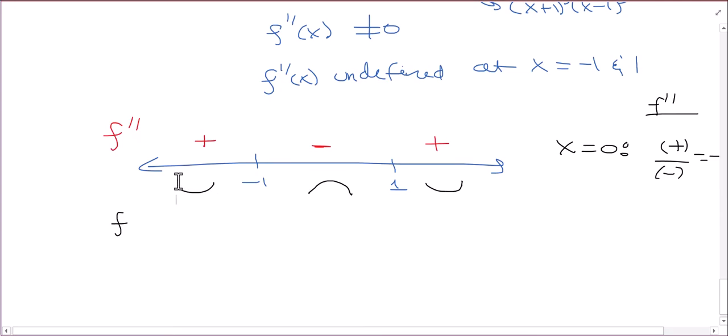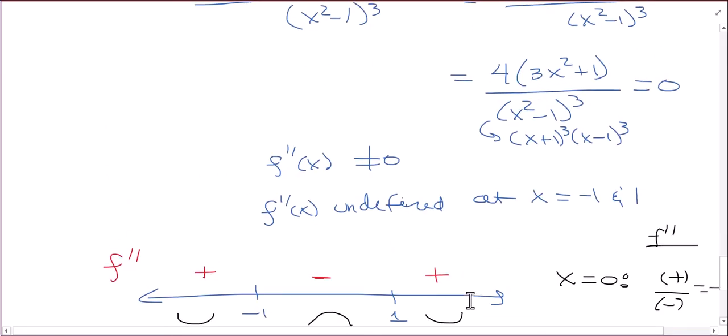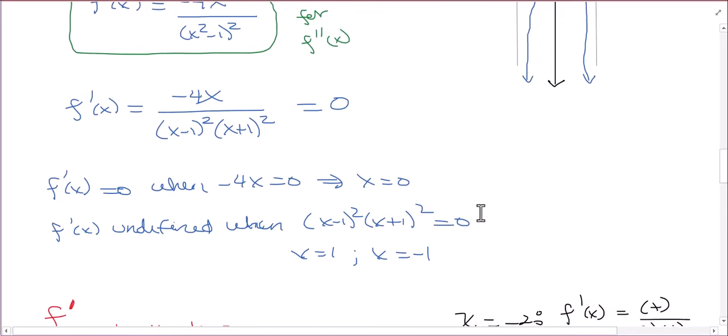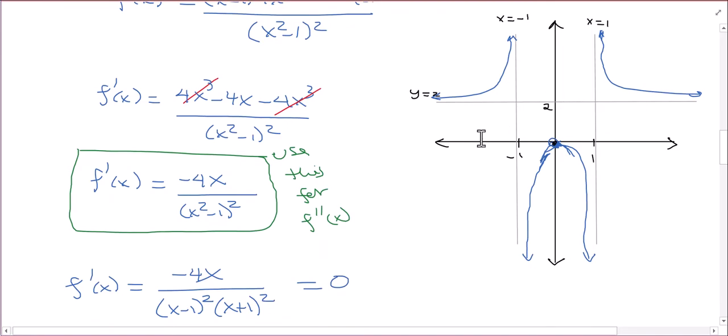So now I know it's concave up on what intervals? So we can say f, the original function, is concave up on negative infinity to negative 1 and 1 to infinity. And f of x is concave down on negative 1 to 1. And so looking at how we drew our graph earlier, concave up, concave down, and then concave up. So that makes sense. So this is what our graph is looking like.